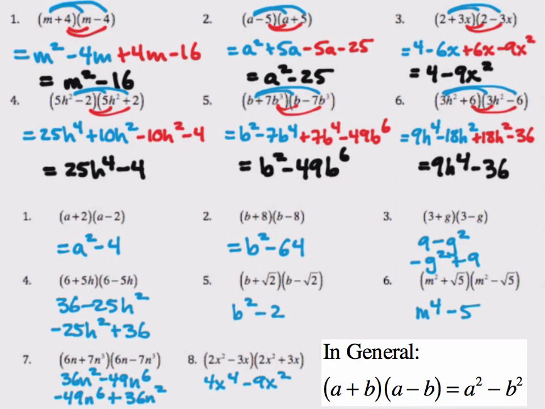And I also want to point out, for this 5th and 6th example, we had some weird square roots going on. But notice the pattern remained. By definition, the square root of 2 multiplied by itself is 2. And that's why we got b squared minus the square root of 2 squared, or b squared minus 2. And in the 6th example, the square root of 5 squared, by definition, is 5. And that's why we got m squared, or m to the 4th, minus the square root of 5 squared, or 5.